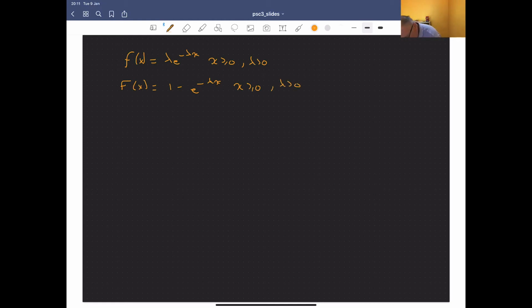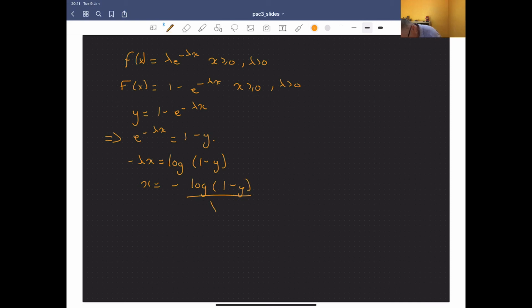So let's get the inverse. Let's set y equal to this. y equals 1 minus e to the minus lambda x. So that implies that e to the minus lambda x equals 1 minus y. Take the log of both sides to get minus lambda x equals the log of 1 minus y. So x equals minus the log of 1 minus y, over lambda. So this is our F_X to the minus 1 of x. Then I can use that to simulate.